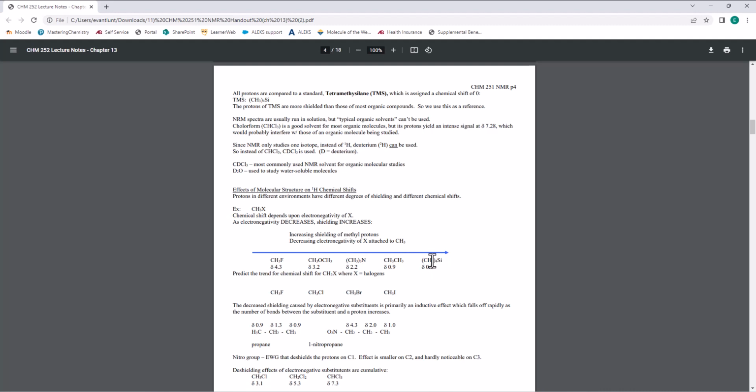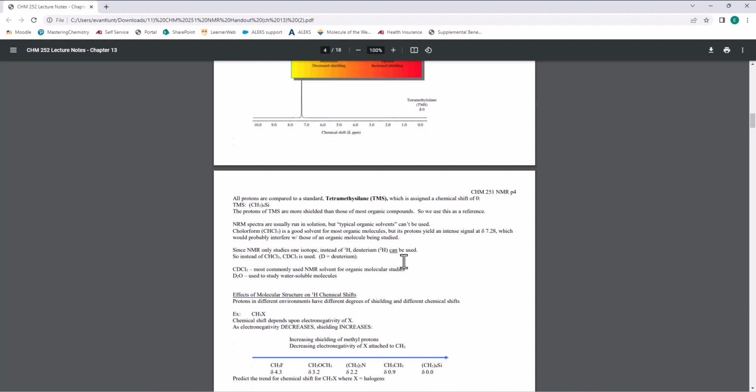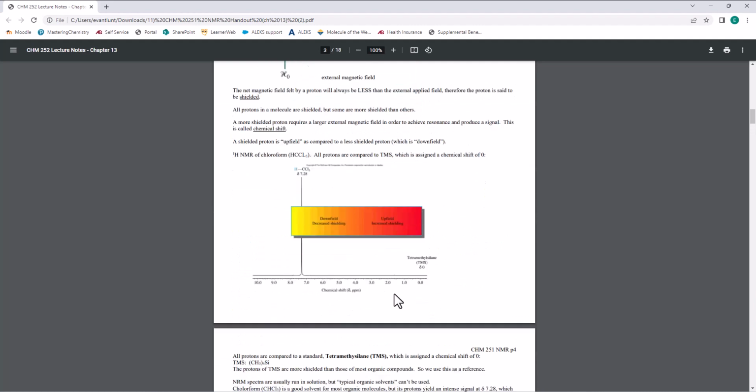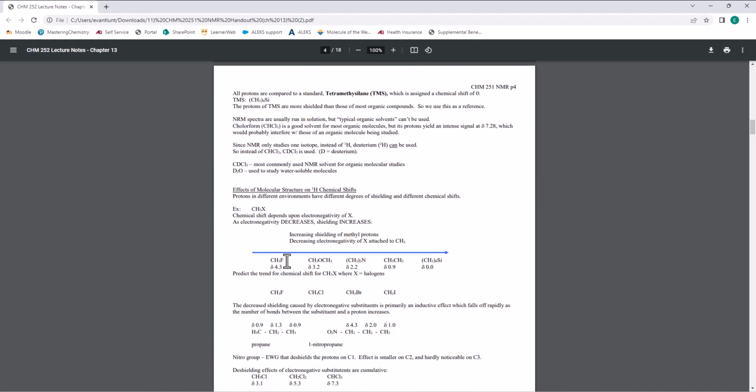So as we go from tetramethylsilane at 0 to ethane at 0.9 to trimethylamine at 2.2 to dimethyl ether at 3.2 to fluoroform at 4.3, if we're looking at the terminal proton, it's attached to a carbon versus it's near a nitrogen versus near an oxygen versus near a fluorine. As we get more and more electronegative, we're going to shift downfield. We're going to decrease the shielding. So we say these are de-shielded and they're downfield.